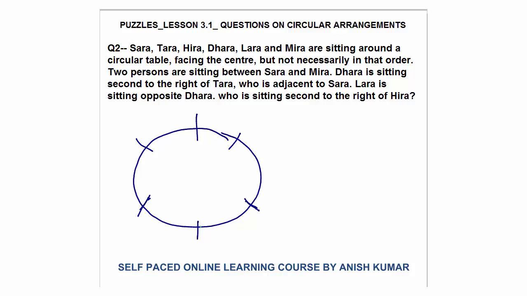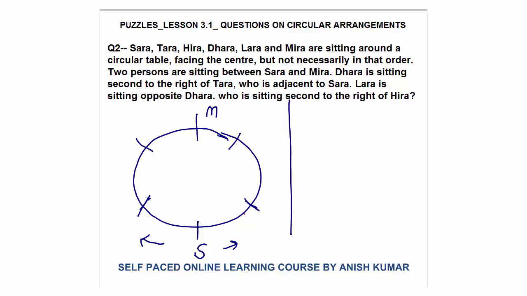The question says there are 2 persons sitting between Sara and Meera. So let's say this is the position of Sara, S. Whether you count from the left side or from the right side, 2 persons are sitting in between, so this will be the position of Meera. Otherwise we would have to make 2 diagrams. But in this diagram, from either side, 2 persons sit between Sara and Meera. First I chose Sara and decided the seat of Sara.